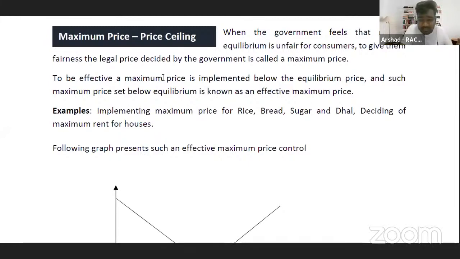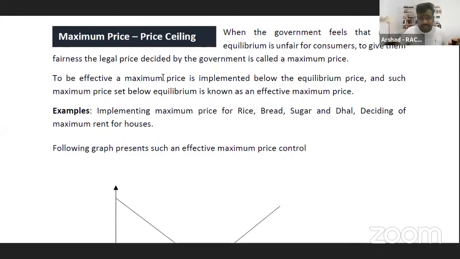So in very simple terms, what is a maximum price or a minimum price? If you look at it, in unit number 2, we study something called market equilibrium. But then there are certain situations where this market equilibrium can be unfair. It can be unfair to the producer, or it can be unfair to the consumer. In situations like that, when the equilibrium price is not fair, the government starts to intervene.